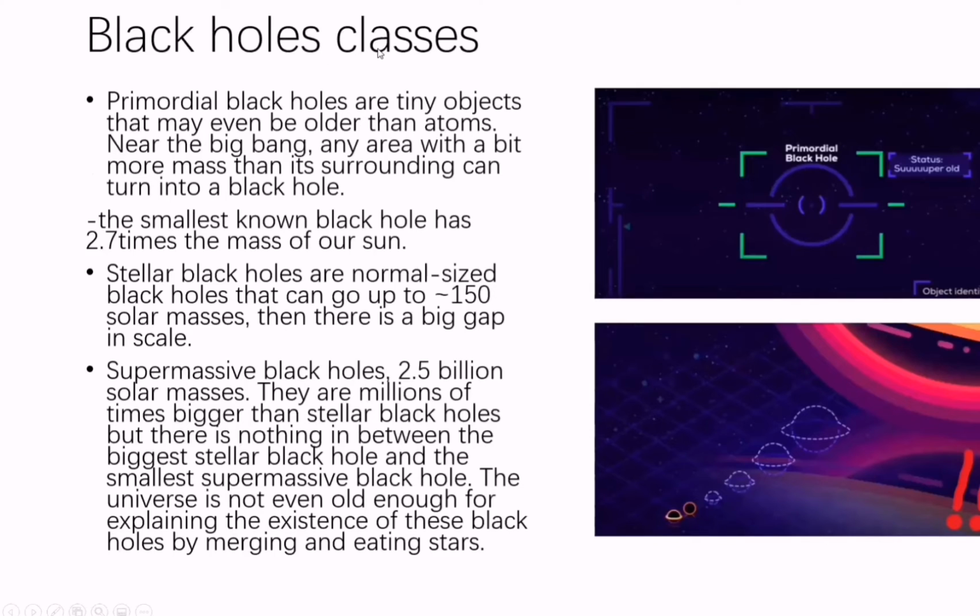So how do you classify black holes? Right now we've classified them as primordial black holes, which are tiny, tiny black holes that may even be older than atoms. They might even exist near the Big Bang. Any area with a bit more mass than its surroundings can collapse into this tiny black hole. These primordial black holes, with the size of a coin, could have the mass of Earth. So a black hole the size of a coin could be orbiting the sun with this mass of Earth.